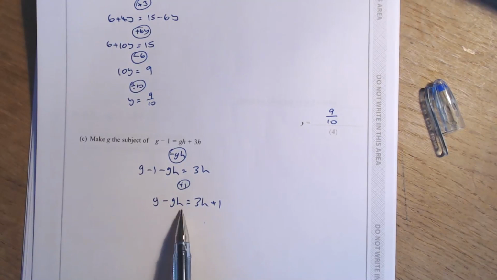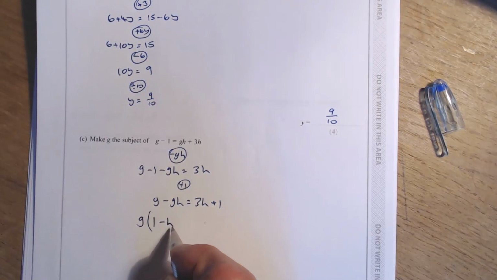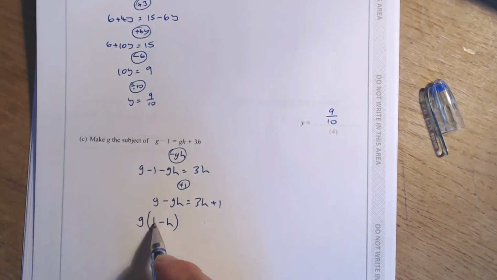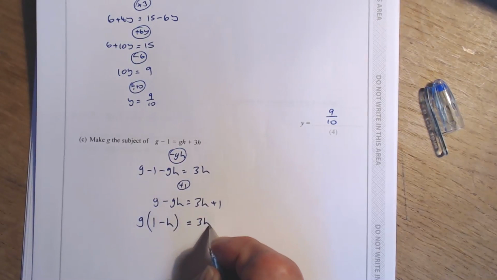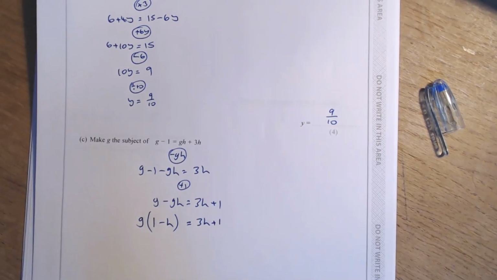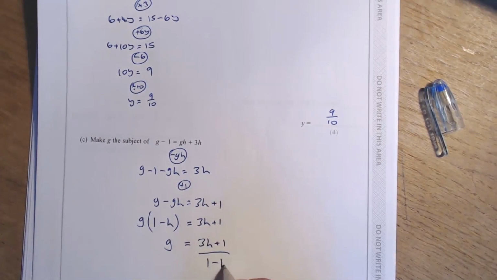We can then factorize our left-hand side and take our G outside the bracket. And that's going to be 1 minus H, because G times 1 is G. Get the sign right, it's minus G times H is GH. That equals 3H plus 1. And then making G the subject, we just want it to be G equaling something. We can then undo this dividing by 1 minus H. So we get 3H plus 1 all over 1 minus H.